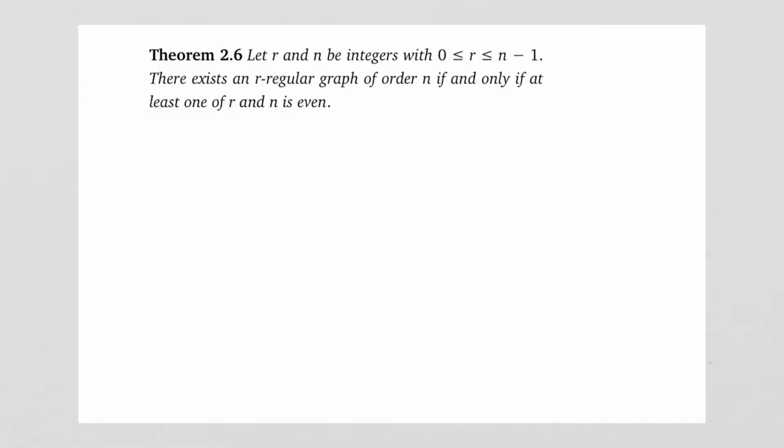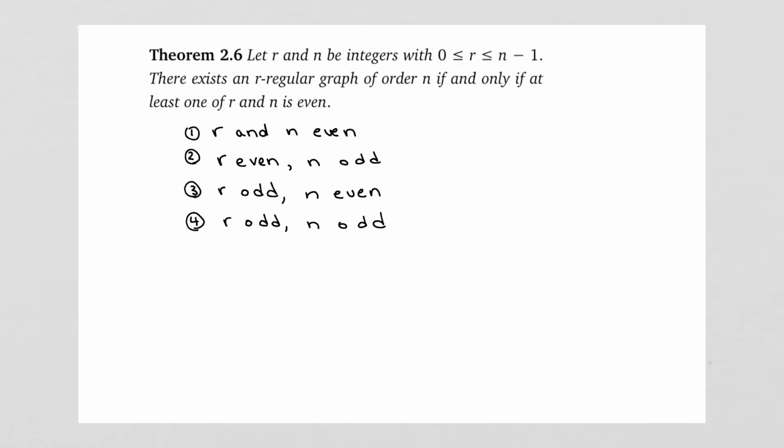We're now going to look at theorem 2.6, which basically tells us about the existence of regular graphs of particular order. So there exists an R regular graph of order n if and only if at least one of R and n is even.